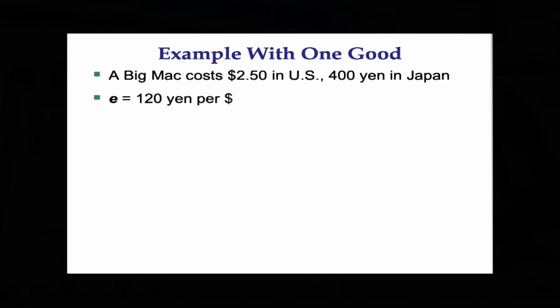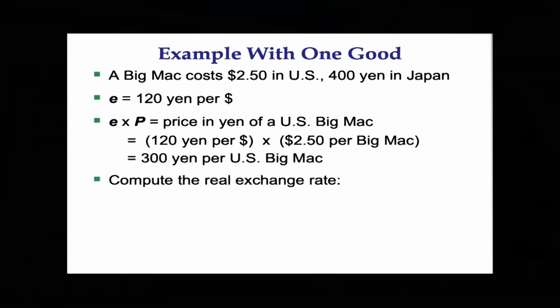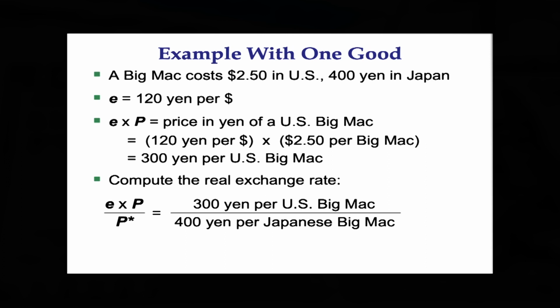Similarly, we can see an example of a Big Mac that costs $2.50 in the US and 400 yen in Japan. So the exchange rate is given by 120 yen per dollar. So we can find out E into P, which comes up as 300. And we compute the real exchange rate just by 300 divided by 400. That is the rate at which goods can be traded, and there is a ratio being taken between the domestic price and the international price. So this boils down to 0.75 Japanese Big Macs.